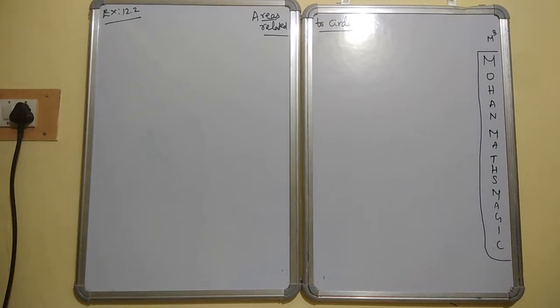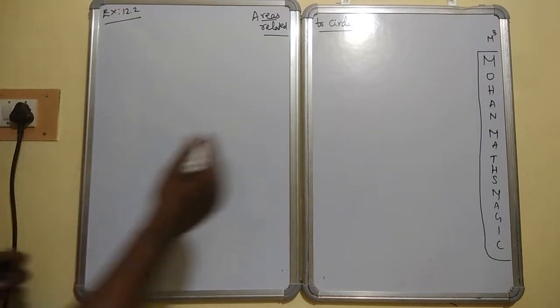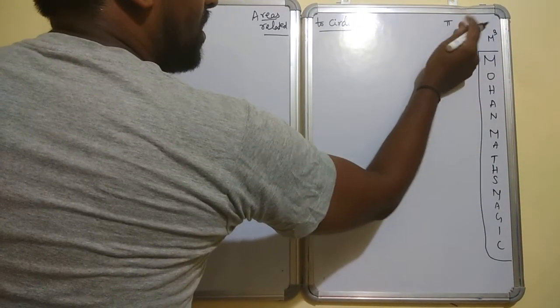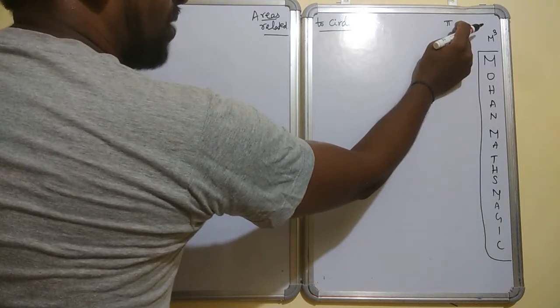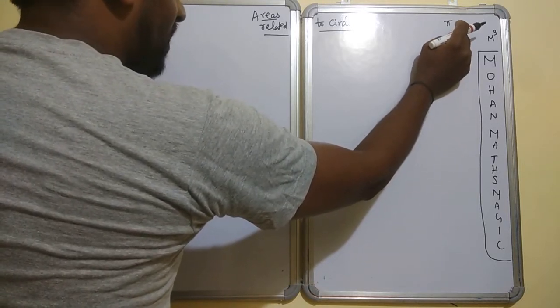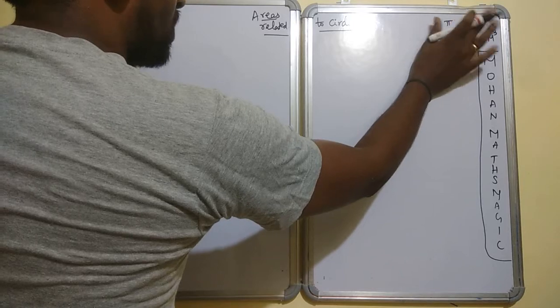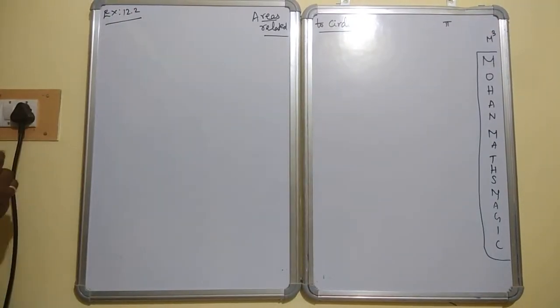For your information, for the first one or two sums I will write the formulas. For the remaining sums I will write the formula, then the calculation part you have to do. The calculation, in the sense, instead of pi, if they give 22 upon 7 or 3.14, substitute the value and calculate. The calculation part you guys have to do. Okay? So first sum, 12.2.